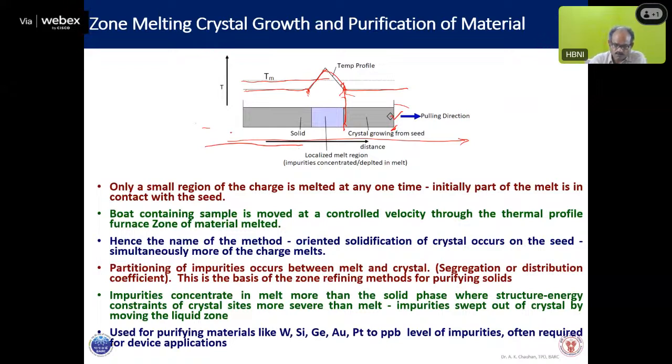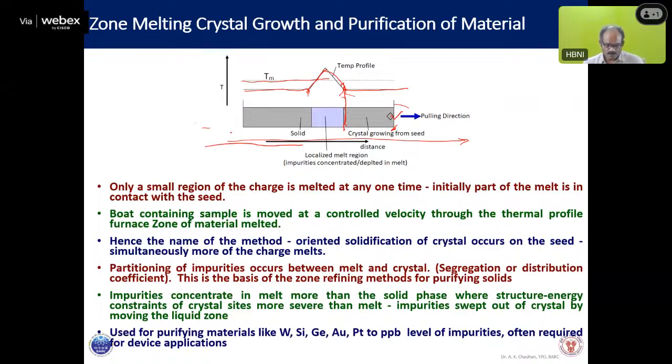So only a small region of the charge is melted at one time. Initially, part of this melt is in contact with the seed. The boat containing the sample is moved at a controlled velocity through the thermal profile furnace zone, where the material is melted. As the name of the method suggests, it is oriented solidification of the crystal, because the growth direction can be controlled by the seed direction.